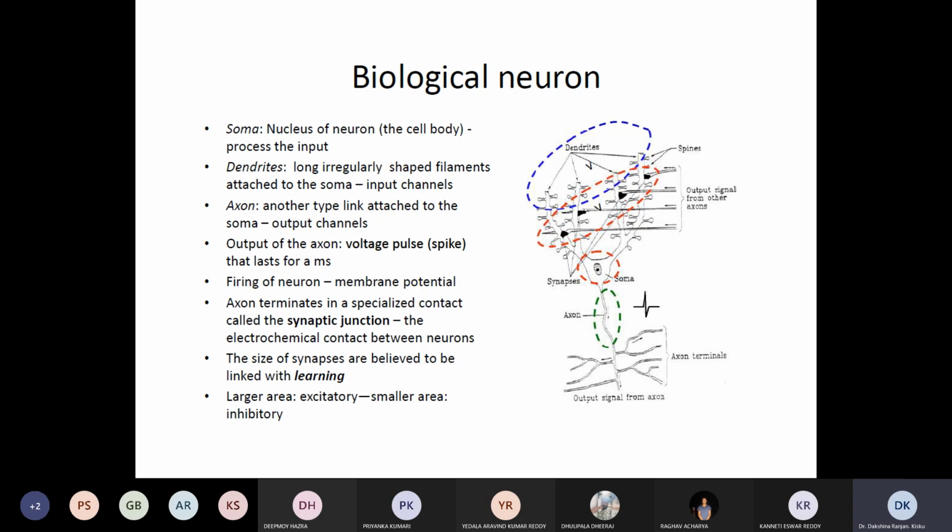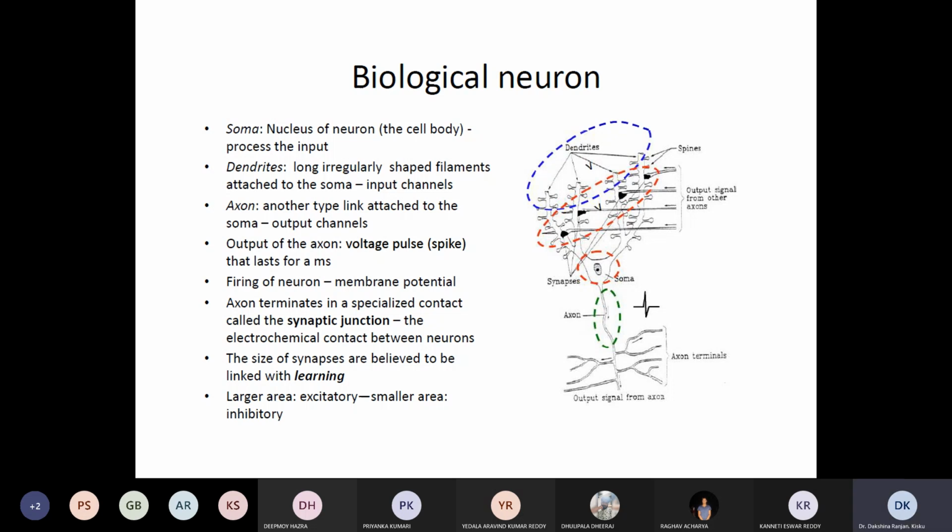Okay, now the output of the axon, this voltage pulse, which is also known as the spike, lasts for a millisecond. And the firing of the neuron is also known as the membrane potential. So if I consider the membrane potential, then we will see what is the firing capacity of a neuron.